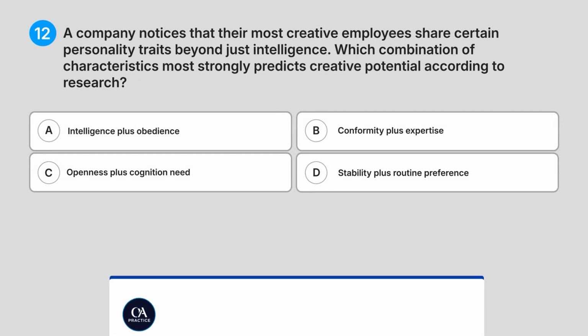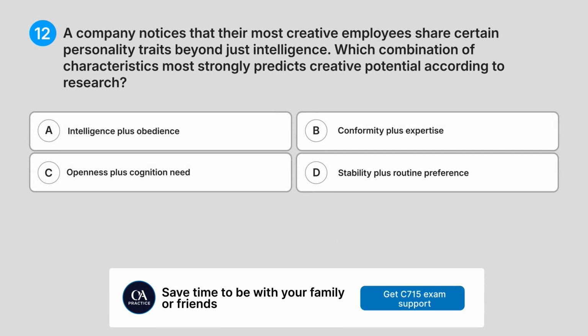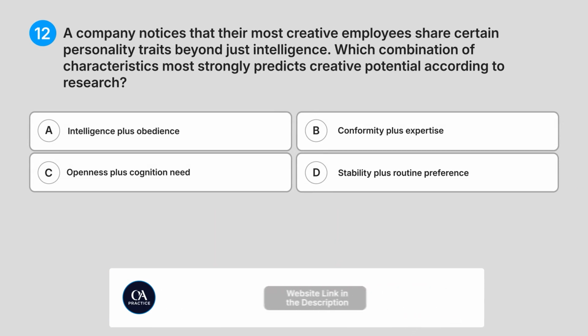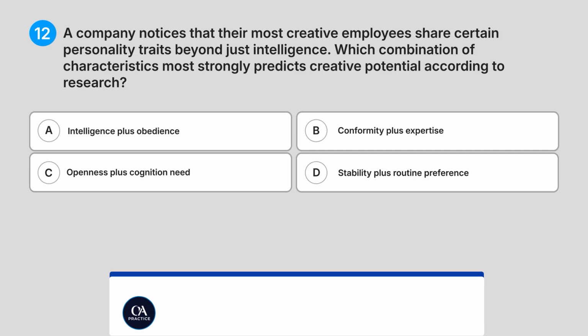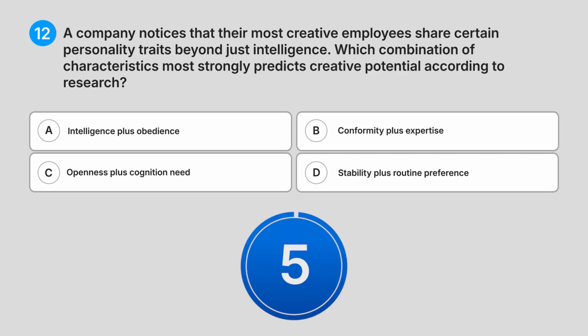12. A company notices that their most creative employees share certain personality traits beyond just intelligence. Which combination of characteristics most strongly predicts creative potential, according to research? A. Intelligence plus obedience. B. Conformity plus expertise. C. Openness plus need for cognition. D. Stability plus routine preference. Can you guess the answer?